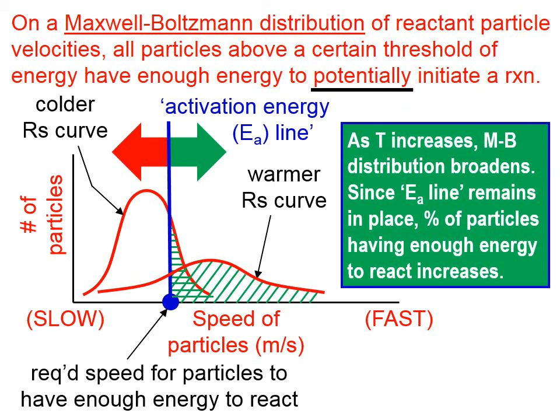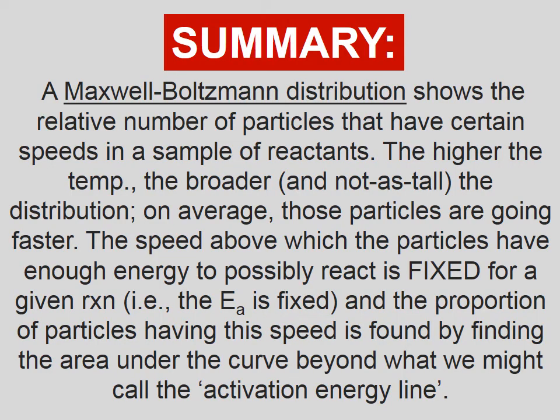when the reactants are warmer. As the temperature increases, the Maxwell-Boltzmann distribution broadens. It also shifts to the right, but it broadens. The activation energy line remains in place, so the percentage of particles that have enough energy to potentially react has increased. Let's summarize what we've talked about.